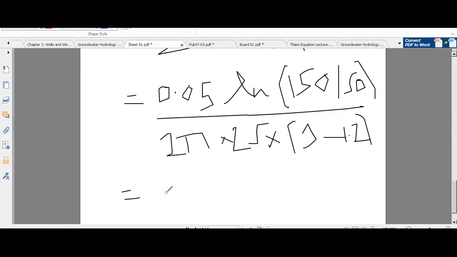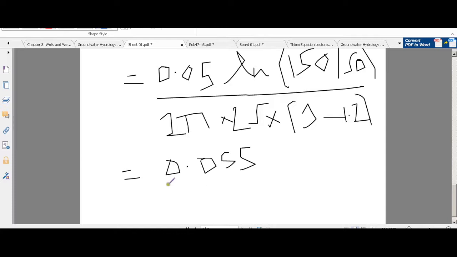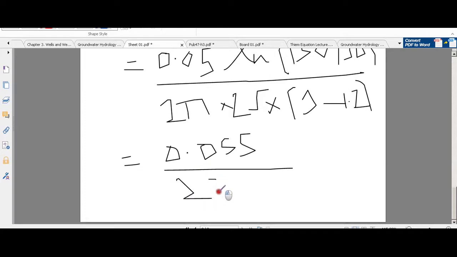The top part is 0.055. You can directly get it, guys, it doesn't matter. 2 multiplied by pi multiplied by 25, 3 minus 1.2, 282.7. So the final answer would be 0.055 divided by 282.7.